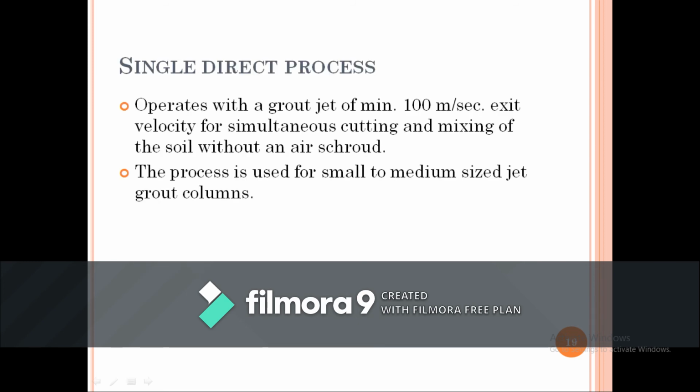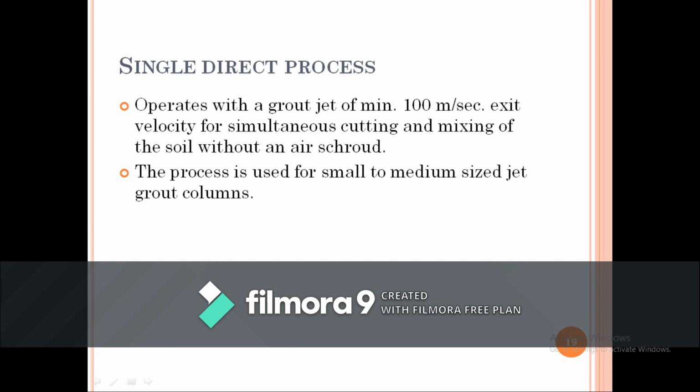So first let us see the single direct process. It operates with a grout jet of minimum 100 meters per second exit velocity for simultaneous cutting and mixing of the soil without an edge ground. So what is happening inside the single direct process? You are just using a grout jet, and what is the speed? 100 meters per second is the speed of the jet grout that is coming out.